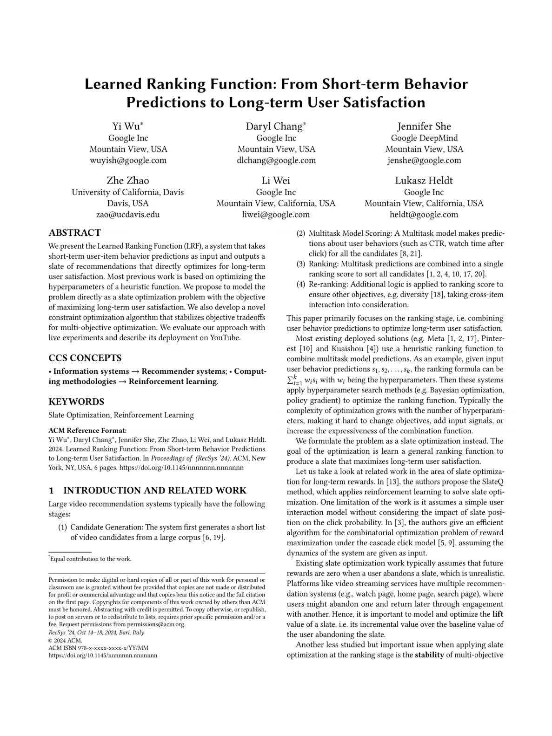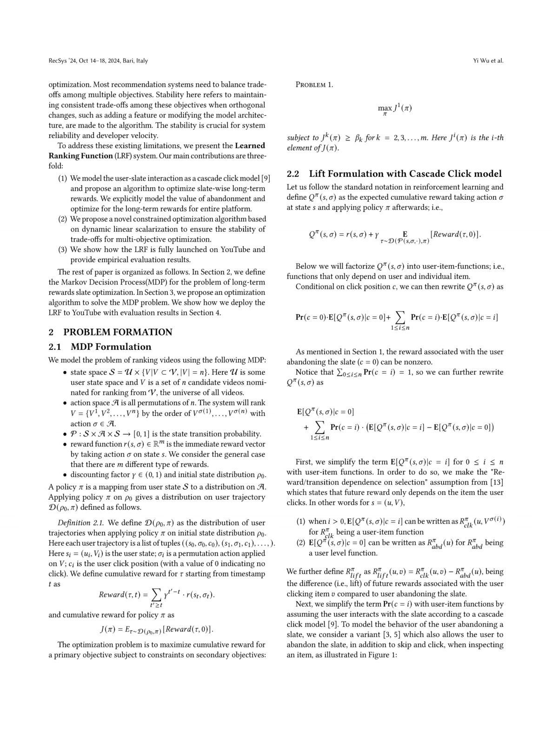The learned ranking function, LRF algorithm, ranks candidate videos by utilizing a combination of predicted user behaviors, specifically the click-through rate, center, and the lift value associated with each video. For instance, consider a user with a set of candidate videos, V equals V^1, V^2, V^3. The LRF first calculates the probabilities of clicking and abandoning each video, denoted as P_CLK(U,V) and P_ABID(U,V), respectively.